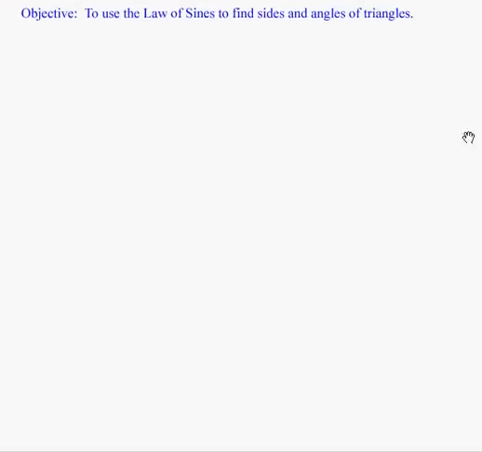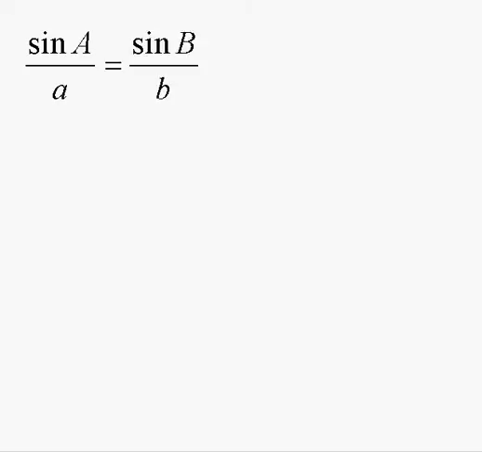The law of sines is actually a proportion, and it says if you know the sine of angle A, you put that over the length of side A, and that would be equal to the sine of angle B over the side B. But it's also possible we could do the sine of angle A over side A equals the sine of angle C over side C, or the third combination, the sine of angle B over side B equals the sine of angle C over side C.